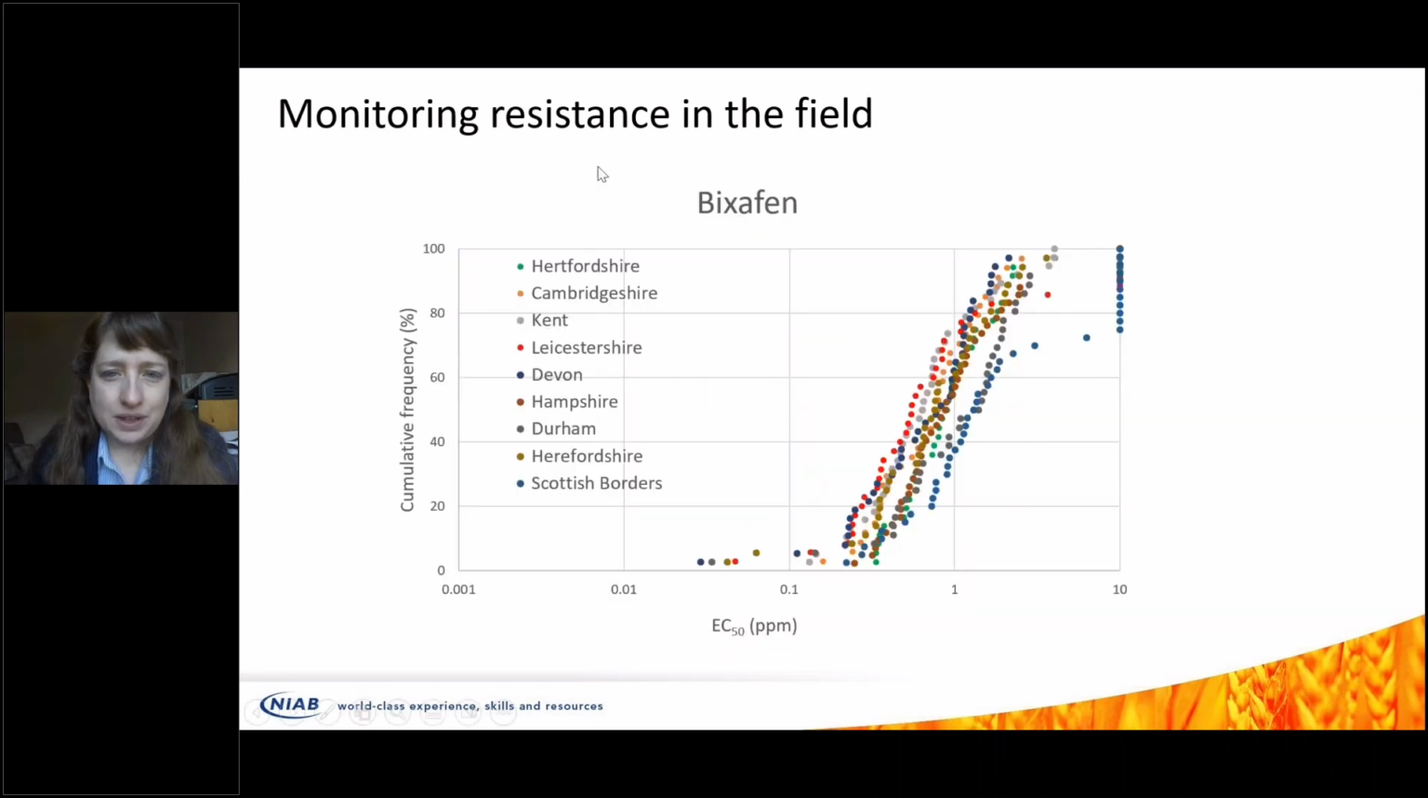So moving on to the SDHIs, here's some data for bixafen from different sites, and we can see the bulk of the population is fairly similar, but there are a few extreme isolates coming up at some sites. So I'll keep monitoring those.